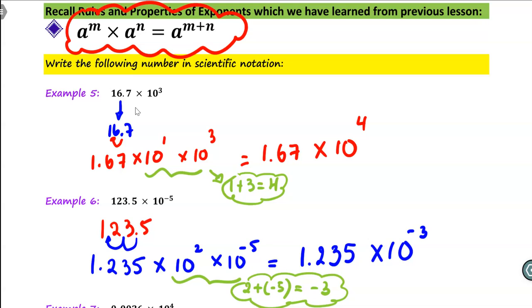Now, in order for us to write this number in scientific notation, 16.7 is not a number in scientific notation, so I have to move the decimal point to where it's supposed to be. After you do that, you write it in scientific notation, but it's given another 10 to the exponent here, so you have to combine these two in order to get a correct answer. Let's double check that we have done everything correctly. So this number is 1.67 to the exponent 4.